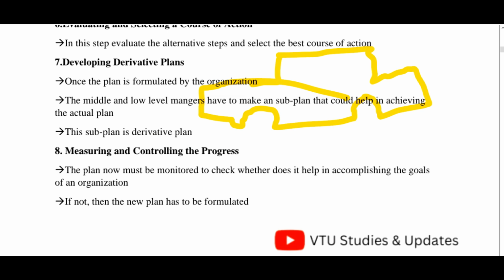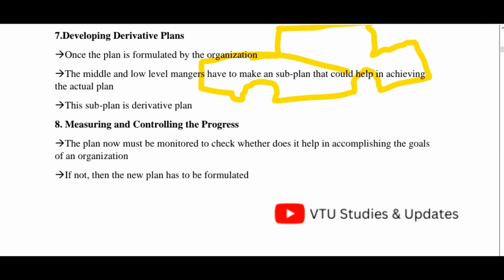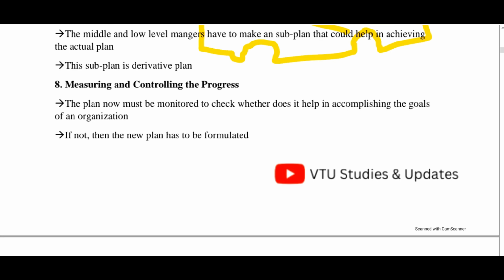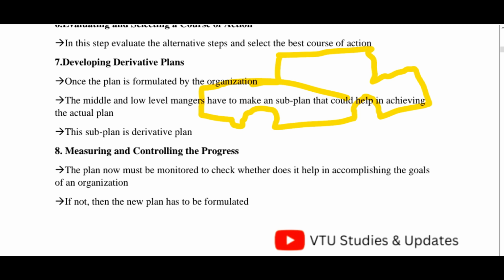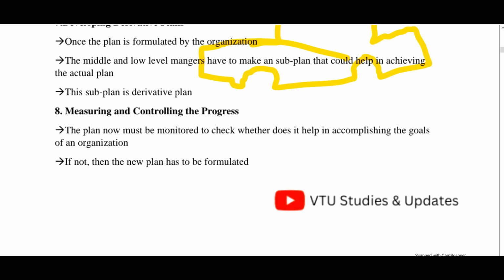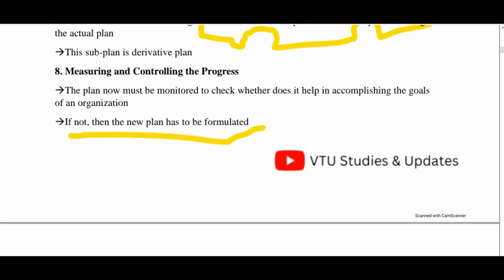Measuring and controlling the process. The plan now must be monitored to check whether it can help to accomplish the goals of an organization. After implementing the plan, we have to check whether it is helping to achieve our goals or not. If not, a new plan has to be formulated. If the plan you made to create a car is not making car production possible, then a new plan must be formulated.